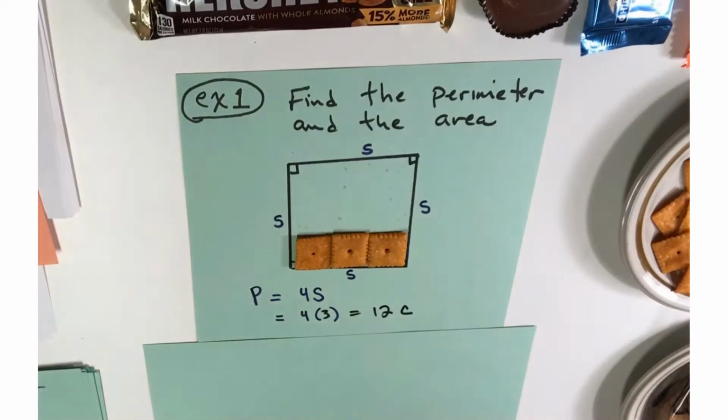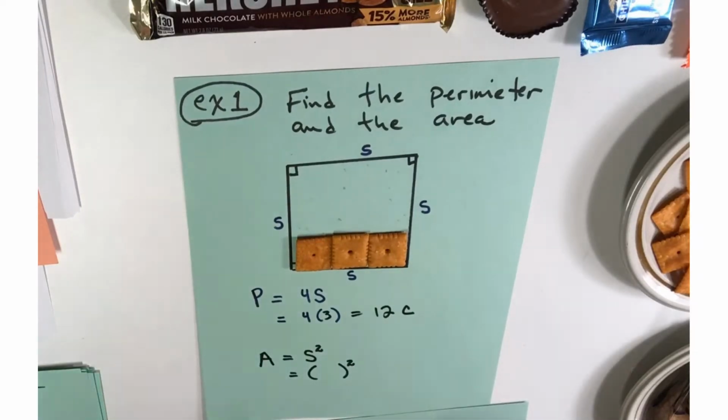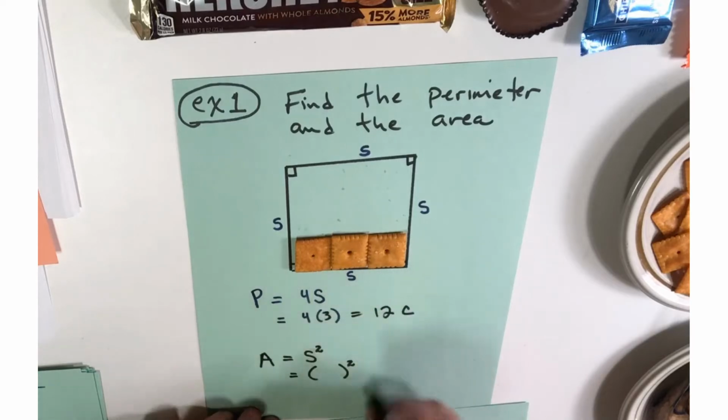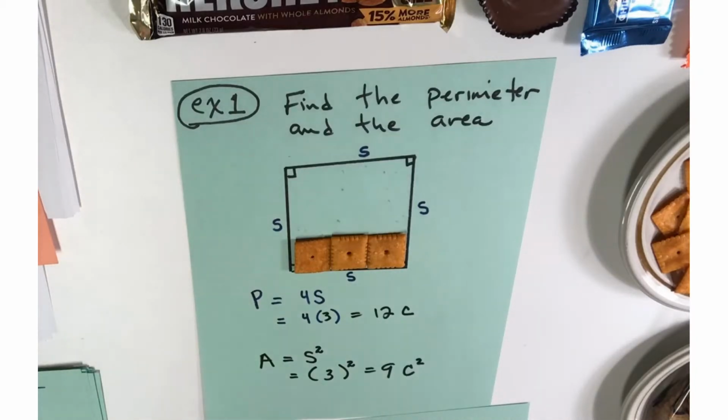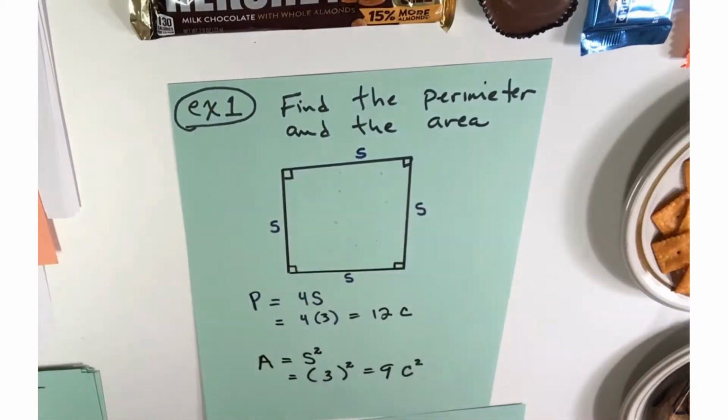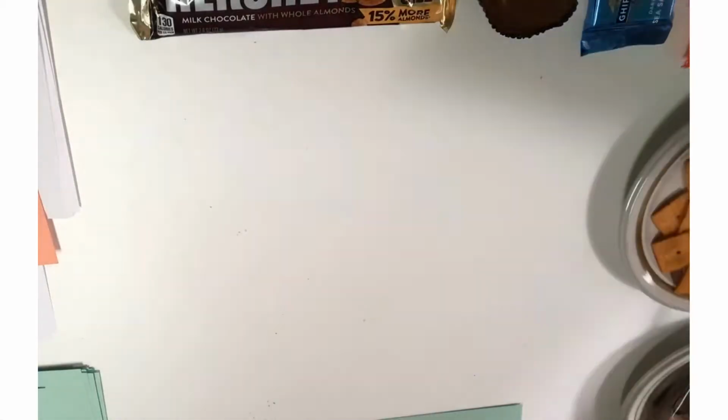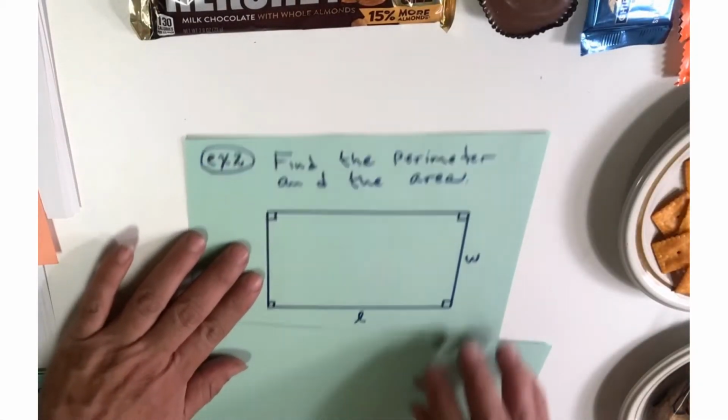C for Cheez-Its. Okay? Now for the area. Well, the area is the side squared. Well, if there's 3 here, you put 3 there, and you end up with 9 Cheez-Its squared. And there is the first of my figures I will be showing you. It is the square. The next shape that I will be calling on is this one here.